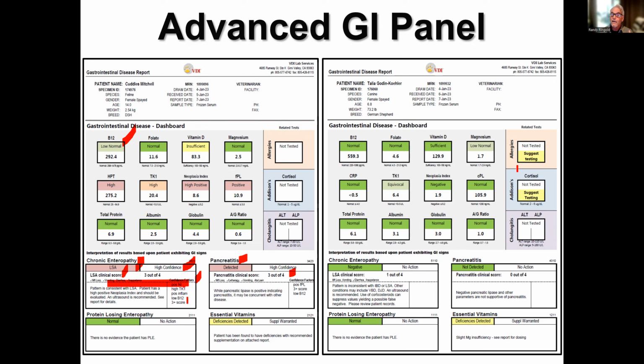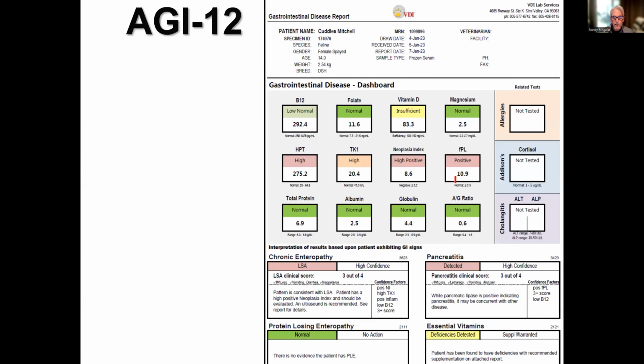Maybe you should be looking at Addison's disease, which can mimic GI disorders. So run a cortisol, and we can do that for you. These kinds of things are helpful for the workup of the overall case. So let's take a look at this one in particular.